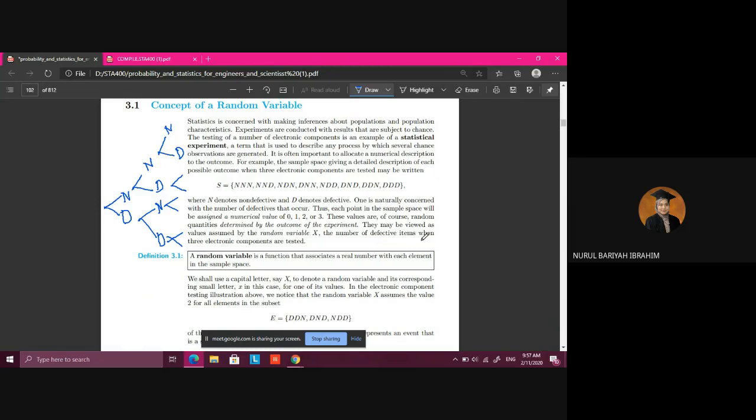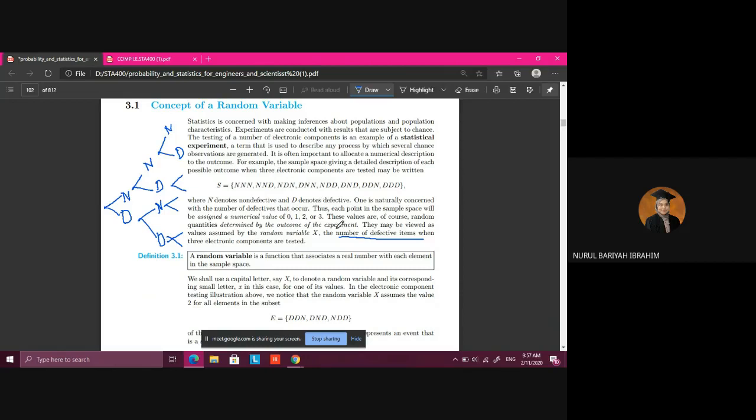Once we have the experiment, we need to determine first what our variable of interest is, what you want to study. So here the random variable we denote as X. Usually X or Y, it does not matter. The random variable's notation is a capital letter. Here the variable of interest is the number of defective items. So from the sample space, there is the number of defective items.